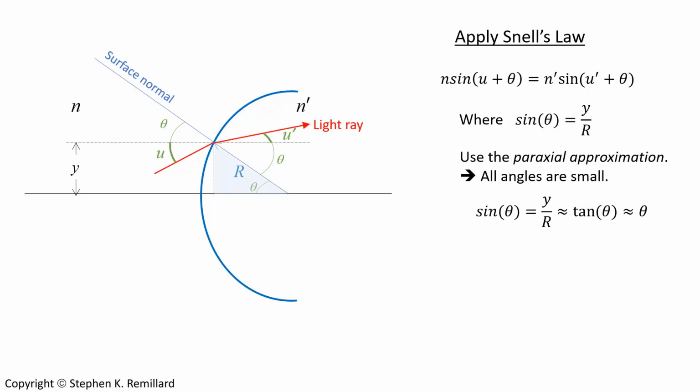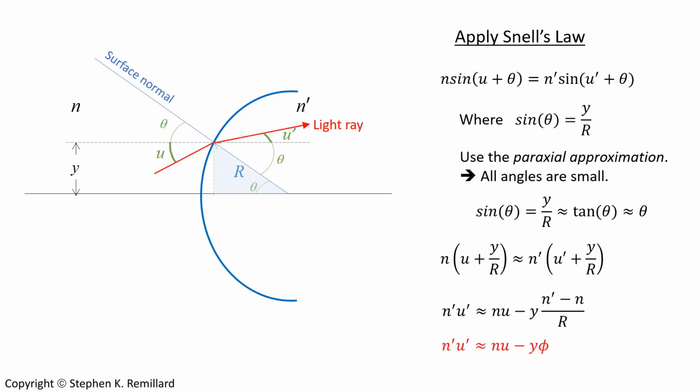All angles are measured in radians in optical design, and in the paraxial approximation, the sine and tangent of those angles equal the angle. And so sine of theta can be determined by looking at the shaded triangle. It's this height y divided by hypotenuse radius r. So y over r is sine of theta, it's tangent of theta, it's theta in the paraxial approximation. And so rewrite Snell's law using the small angle approximation. So instead of sine of u plus theta, just u plus y over r.